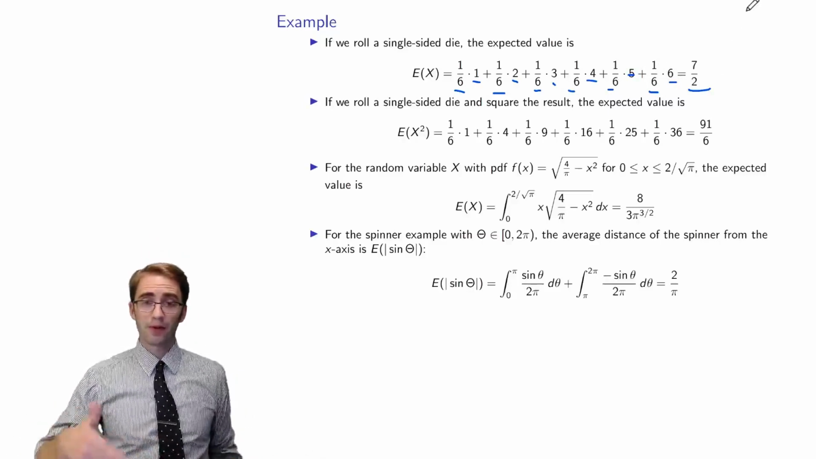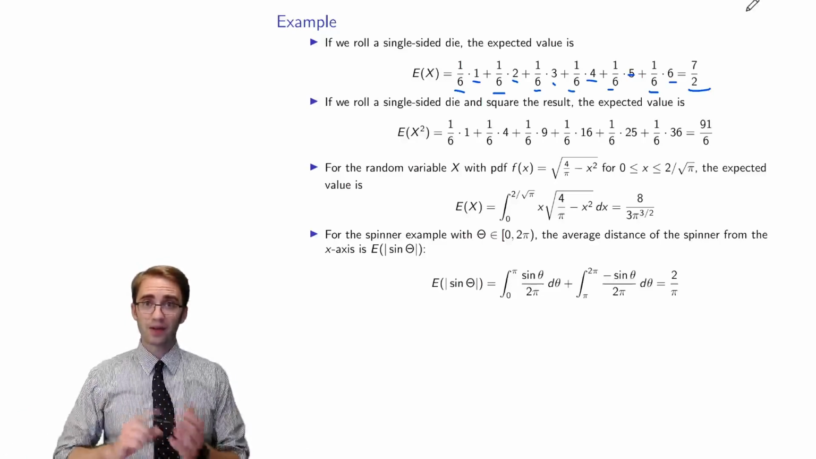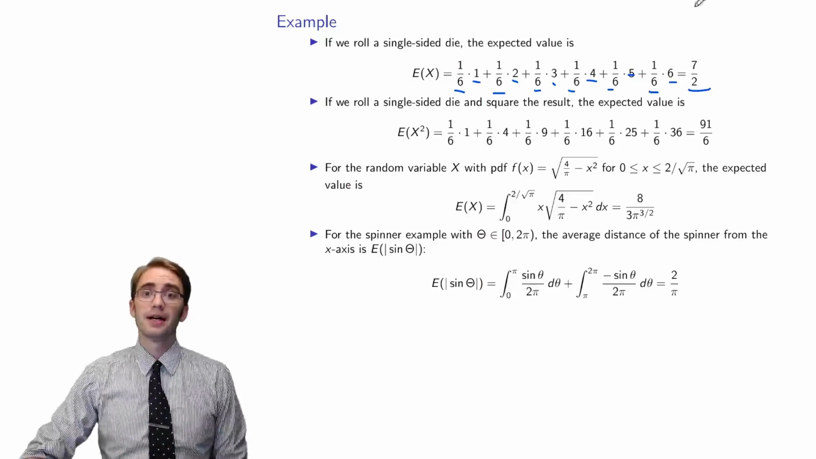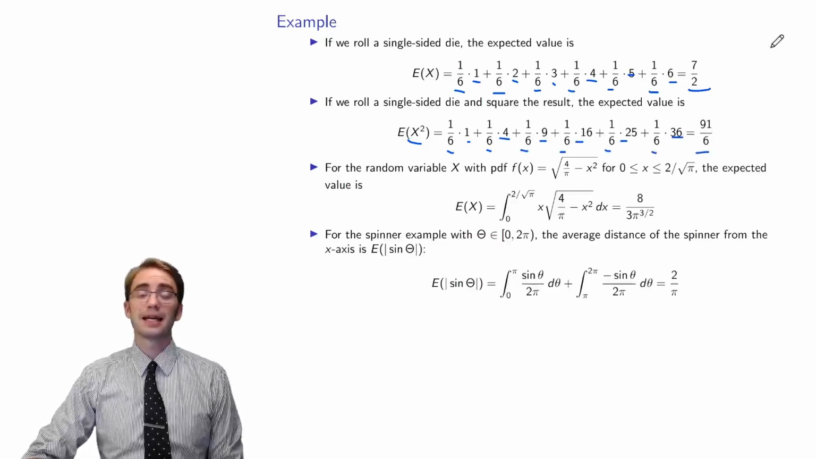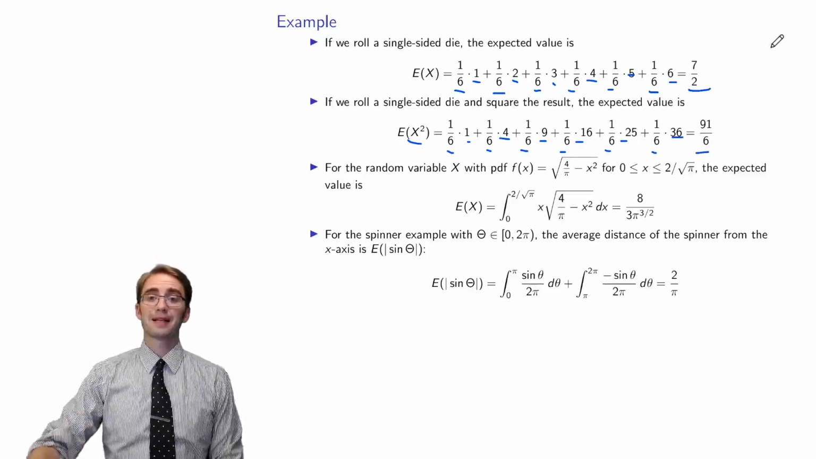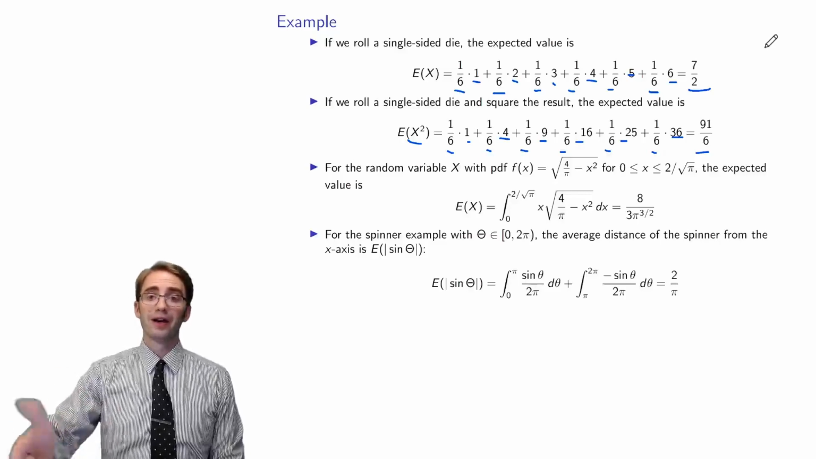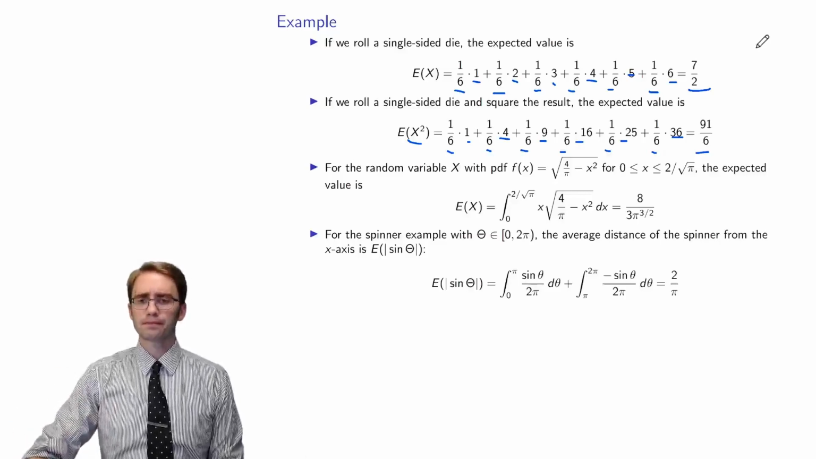Now let's say I roll a single six-sided die, and I square the result. So I get a number 1 through 6, and I square it. Then I get either 1, 4, 9, 16, 25, or 36. The expected value of x squared is: there's a 1/6 probability of getting 1, a 1/6 probability of getting 4, a 1/6 probability of getting 9, 1/6 of 16, of 25, and 36, and I get 91/6. That's the expected value of the square of the value on a die.